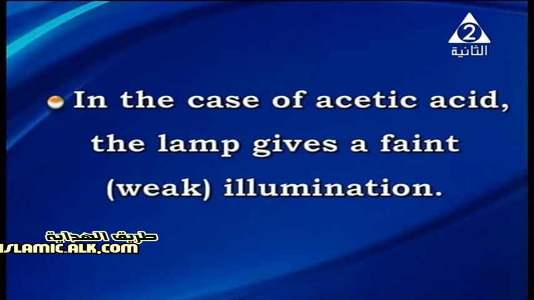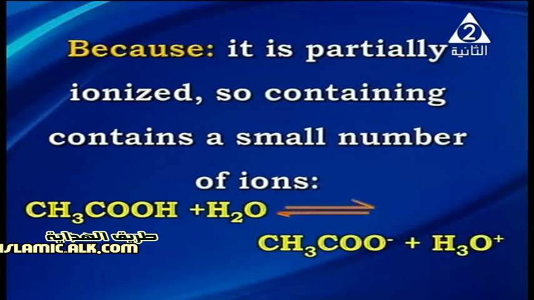In the case of acetic acid, the lamp gives faint or weak illumination, and we have good reason in this point. Because it is partially ionized, so containing a small number of ions. As the equation proceeds on the screen, acetic acid plus water gives acetate ion and hydronium ion. Here the ions exist in equilibrium with the acetic acid, and a small ratio of molecules are ionized into acetate ions and hydronium ions.